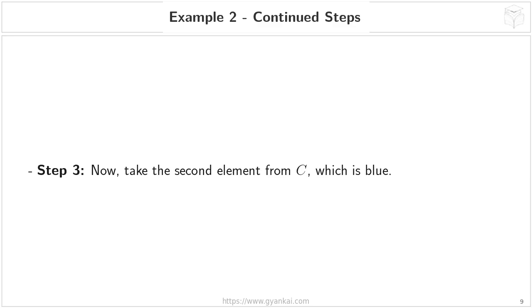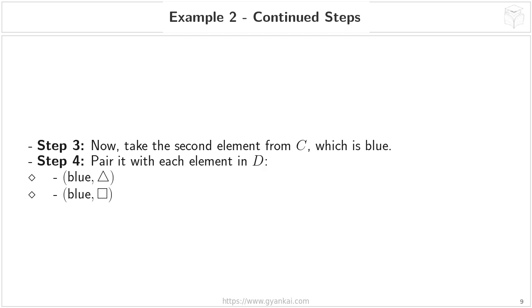Example 2, continued steps. So, step 3 tells us to now take the second element from set C. That second element is blue. Step 4 instructs us to pair this blue with each element in set D, just like we did with red. So, we'll create an ordered pair with blue as the first element and the triangle as the second element, giving us blue triangle. Remember, the order is important here. Blue triangle is different from triangle blue.